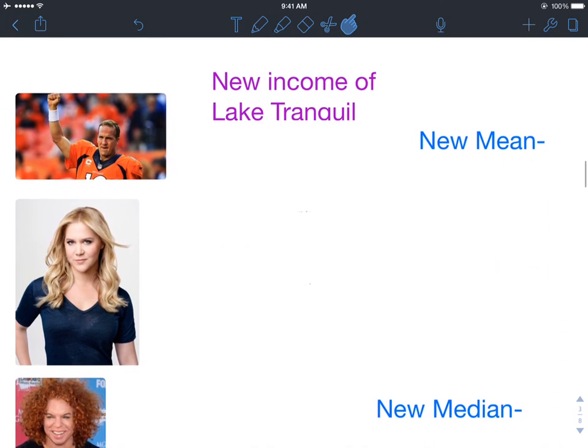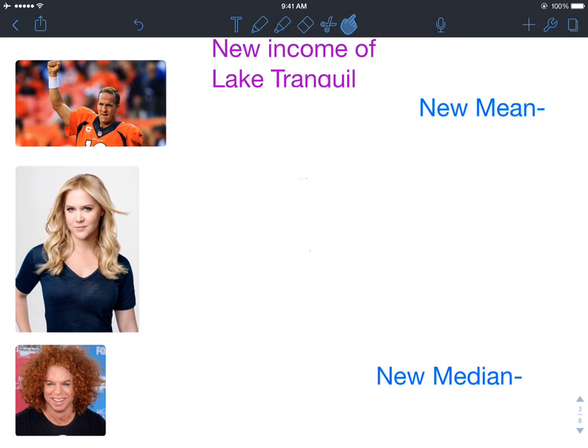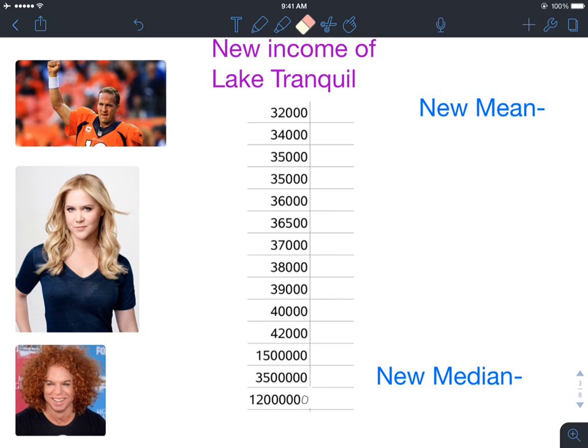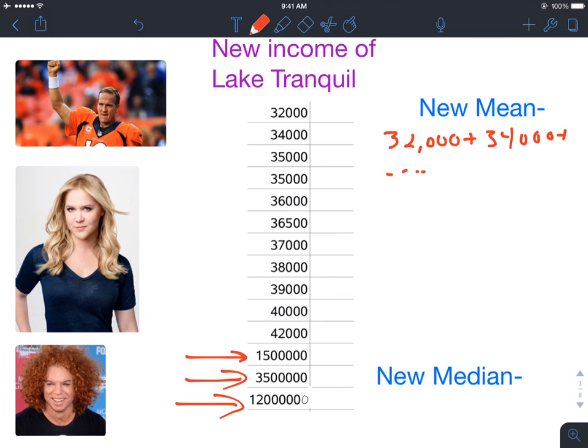Now, we have 3 new people move into Lake Tranquil. What happens? We all know that these are celebrities and the income level is going to change. If you look at the bottom, we have 3 new incomes, 1.5 million, 3.5 million, and $12 million. So we're going to have to add up all these numbers again, all the way up to $12 million.